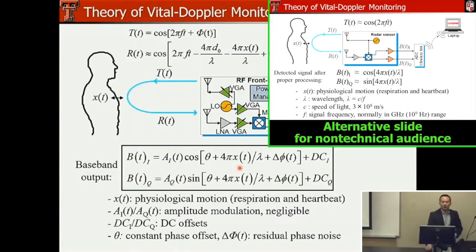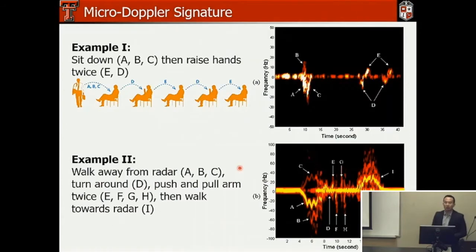Okay? Another aspect of motion detection for human application is Micro-Doppler. Micro-Doppler refers to the Doppler effect created by limb motion, my hand movement, my foot movement, and the body motion. Okay? And on this page, we have two examples of Micro-Doppler detection.